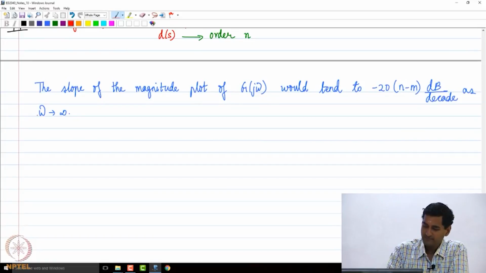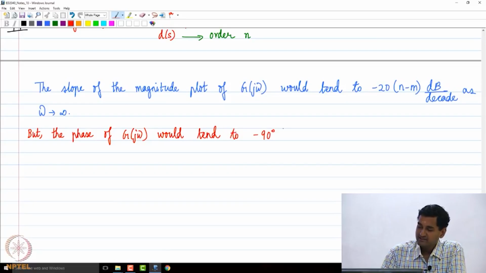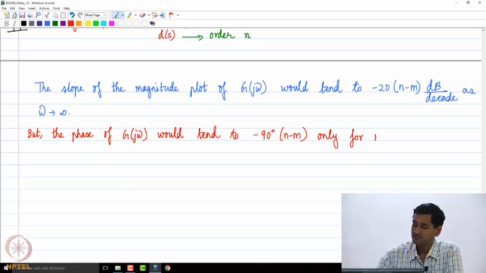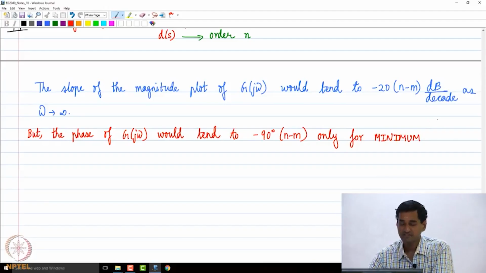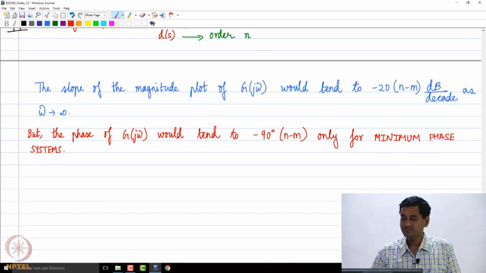But the phase of G(j omega) would tend to minus 90 degrees times (n minus m), only for minimum phase systems. This is an important distinguishing feature. Only for minimum phase systems would we have the phase of the sinusoidal transfer function tending to minus 90 degrees times (n minus m).